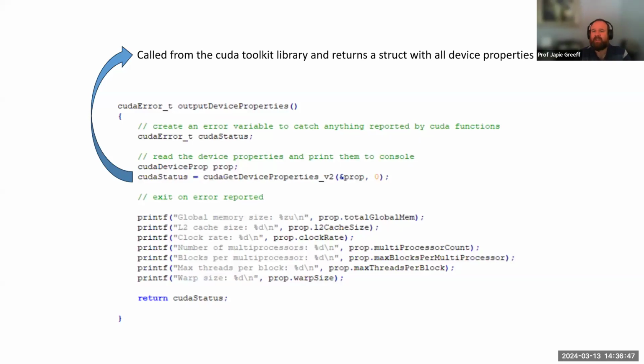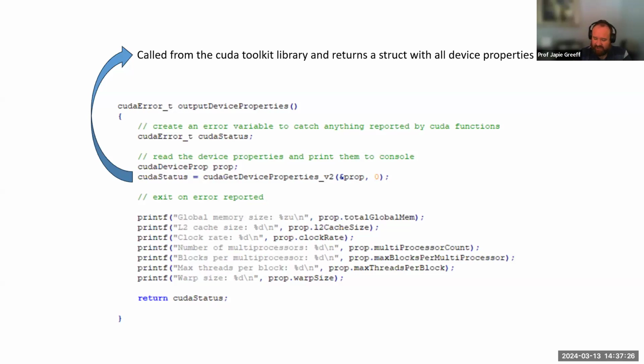Now, because this is pseudocode, you will see that I've put a comment between the print statement and the CUDA get device properties that just says exit on error reported. Once we look at the real code, I will show you how we do our exiting strategy in case there are errors, because obviously error checking is quite important in all code, but specifically when your code is running on a separate device to your CPU in parallel, doing its little job. So you want to be tracking your errors very, very carefully. So that is our output device properties function.